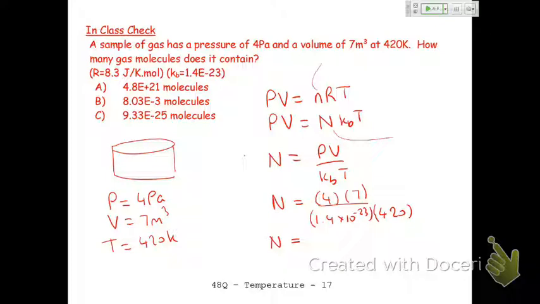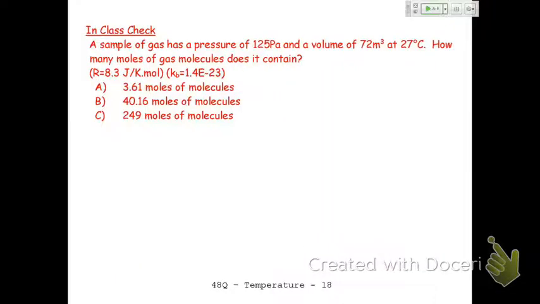So N is equal to, yes? On the test, will you tell us what the K is? I'll probably ask you to leave it in terms of KB on the test. Terms of R as well? No, R I'd probably give you and ask you to calculate, because it's like 8.3. You'll give us that number though? Yes. Okay. 4 times 7 divided by 420, divided by 1.4 e to the minus 23 equals 4.7 times 10 to the 21, 4.8 times 10 to the 21. Yes. There we have it.